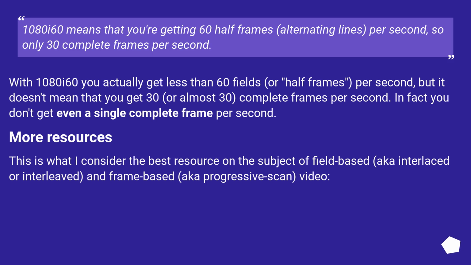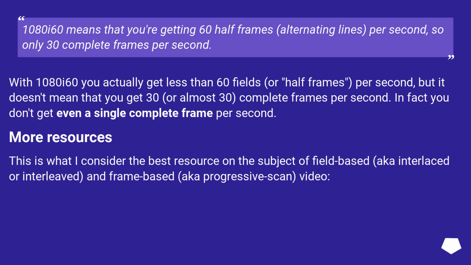"1080i 60 means that you're getting 60 half frames, alternating lines, per second, so only 30 complete frames per second." With 1080i 60 you actually get less than 60 fields, or half frames, per second, but it doesn't mean that you get 30, or almost 30, complete frames per second. In fact, you don't get even a single complete frame per second.